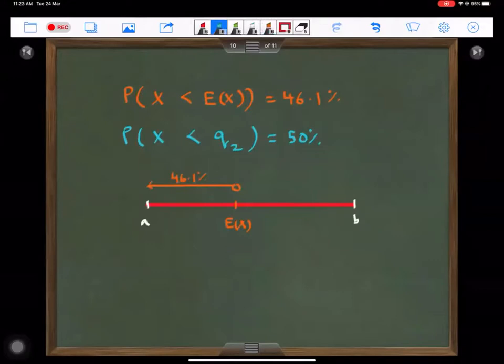Probability x lesser than median, that's a universal truth, that is 50%. So this is Q2, it's not drawn to scale. This is 50%, definitely it's greater than the orange line. Therefore, what's the conclusion? Expectation is lesser than median, or median is greater than expectation of x.